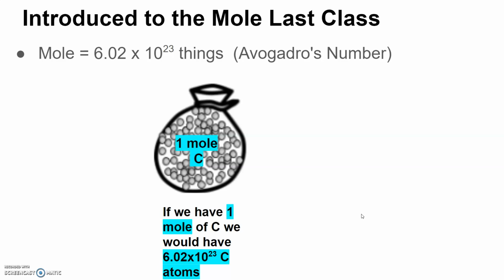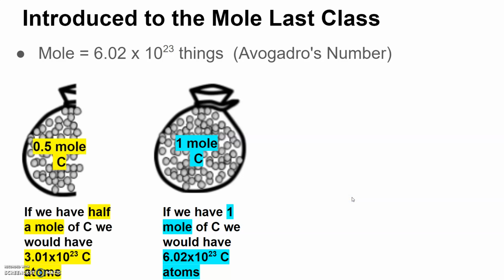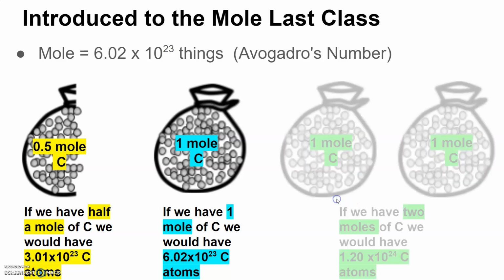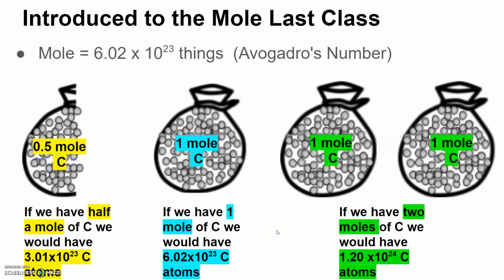So for example, if you have a sack containing 1 mole of carbon, you would have 6.02 times 10 to the 23 carbon atoms. If, on the other hand, you had half a mole of carbon, you would have half of Avogadro's number, so you'd have 3.01 times 10 to the 23 carbon atoms. And if you had 2 moles of carbon, you would have double Avogadro's number, which would be 12.04 times 10 to the 23, or we can simplify that to 1.20 times 10 to the 24 carbon atoms.